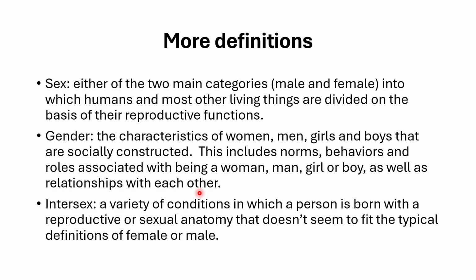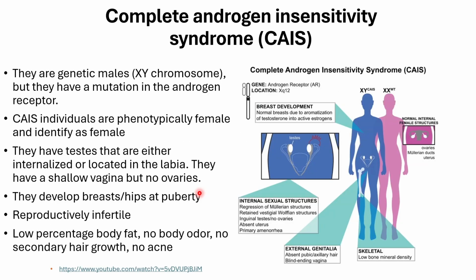Now, I've referred to intersex a couple of times. I referred to it last time, but intersex is a variety of conditions where a person may have reproductive or sexual anatomy that doesn't seem to fit in the typical definitions of male and female. And so I'm just going to talk about a couple examples of that, including androgen insensitivity syndrome, which is what London brought up. So glad you brought it up.